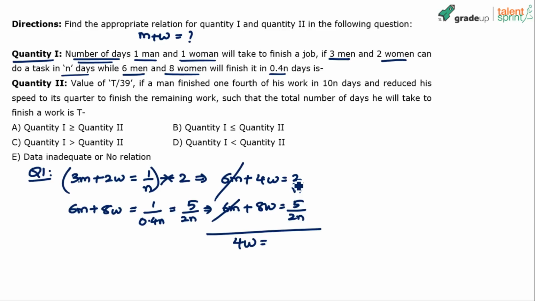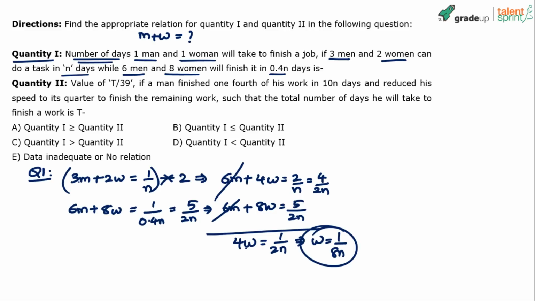Okay, I can do one thing. This 2 by n can be taken as 4 by 2n. So 5 by 2n minus 4 by 2n is 1 by 2n. 6m minus 6m is 0, 8w minus 4w is 4w. So 4w equals 1 by 2n, which implies w equals 1 by 8n. W equals 1 by 8n.